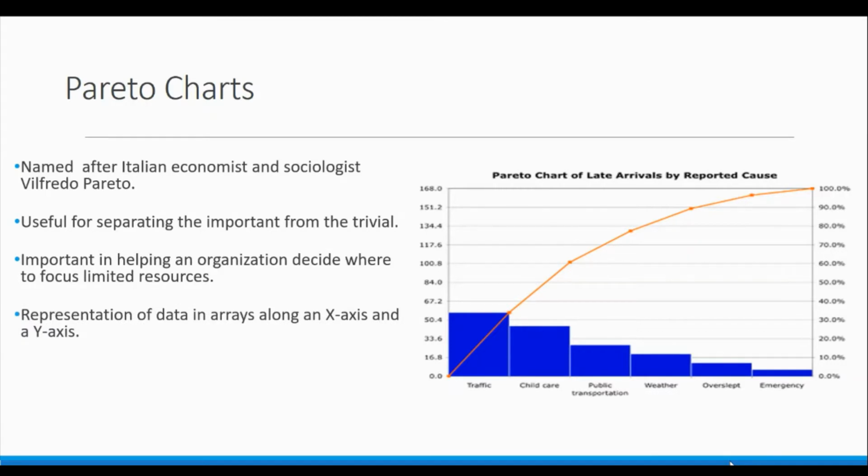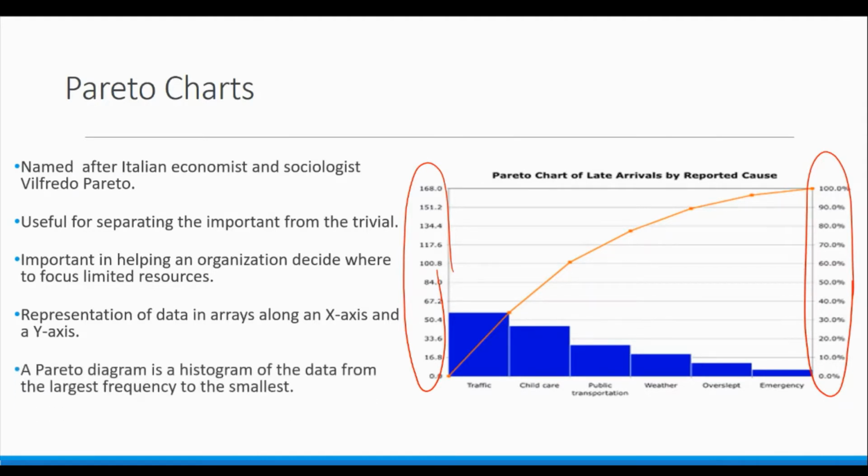The Pareto chart represents data in arrays along the x-axis and the y-axis. And as you can see here, we actually have two y-axes, and we'll be looking at that in a minute. The Pareto chart is a histogram of the data from the largest frequency to the smallest frequency, which is represented by the bars. Normally, a histogram typically takes a shape of a bell. In a Pareto chart, by definition, the frequency is organized from high to low.